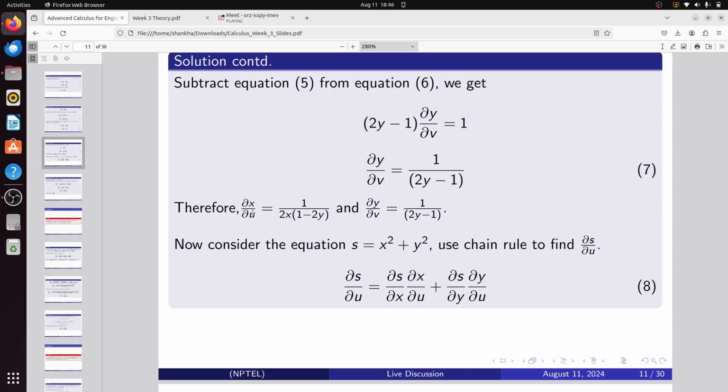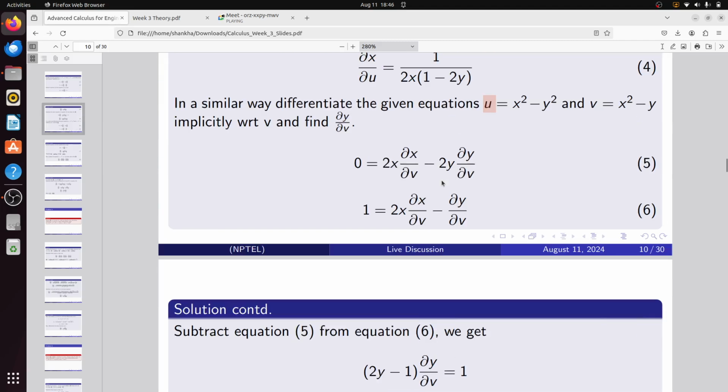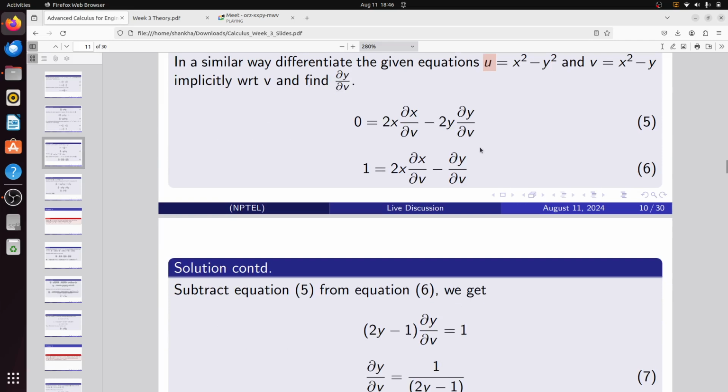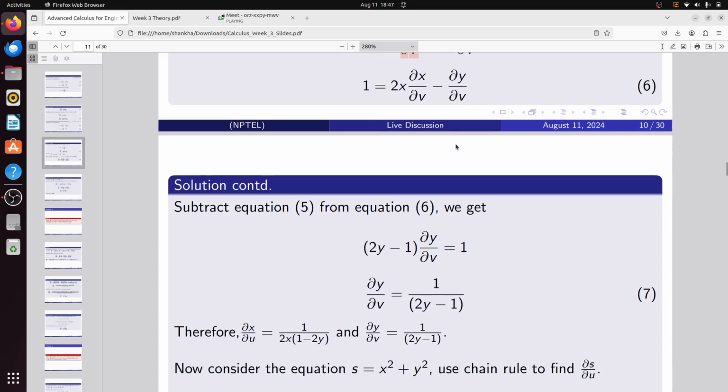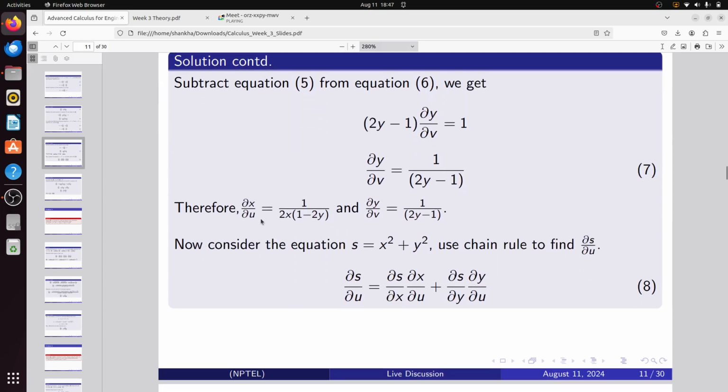Okay, so that will be del x del v. Now that will be del x into del x by del v. You put del y del v equal to 1 by 2y minus 1. You put del y del v here, 1 minus del y del v, and then you just determine del x del v. So then you determine del x del v and del y del v.